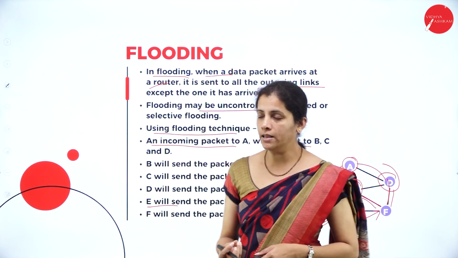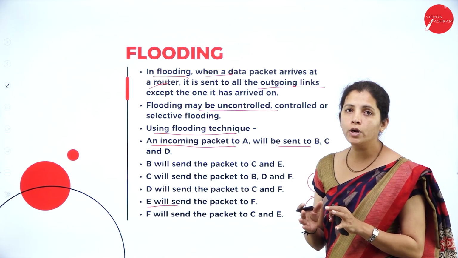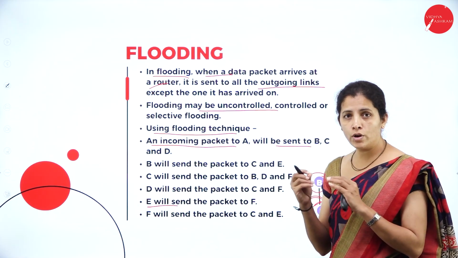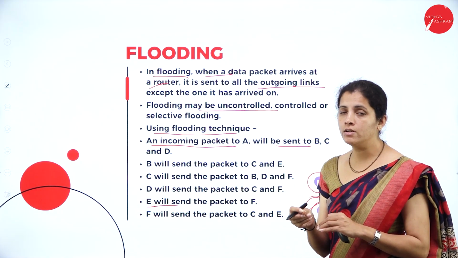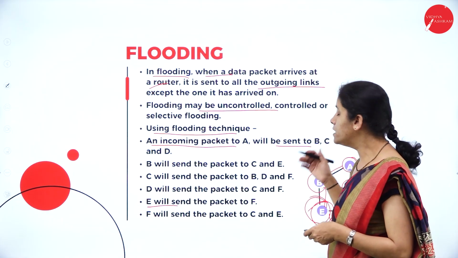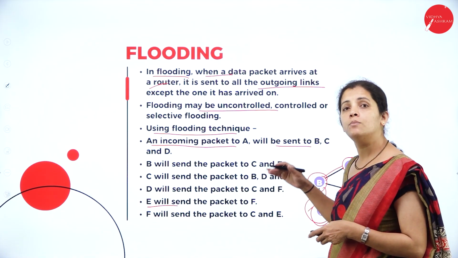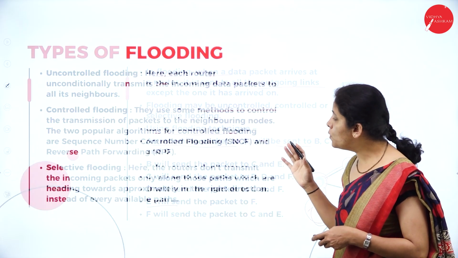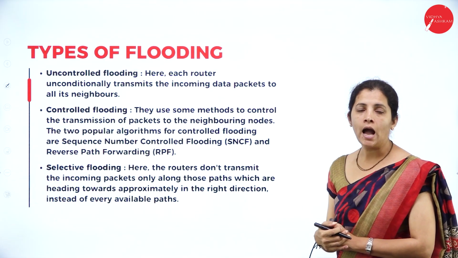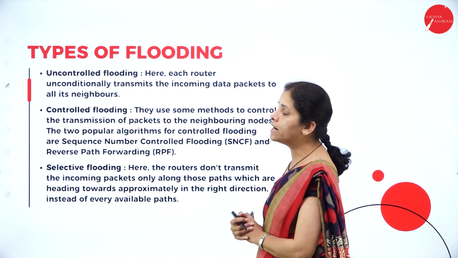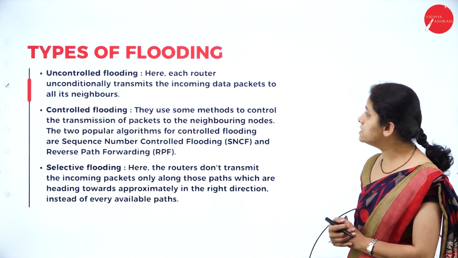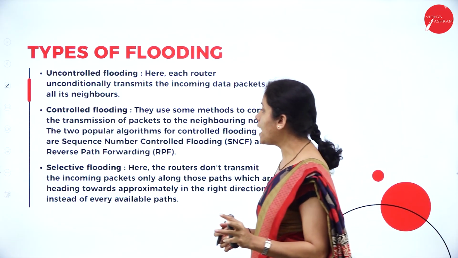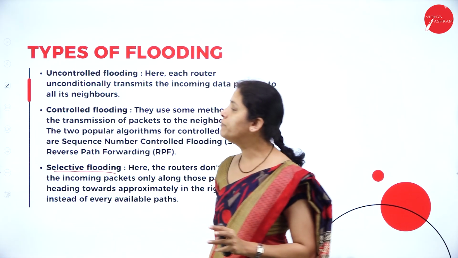In flooding, we are not going to have any fixed direction. If we were to follow only one direction, it would be fine, but here we are going to use both directions. Data travels in both directions. And the types of flooding are categorized into three types: uncontrolled, controlled, and selective flooding.